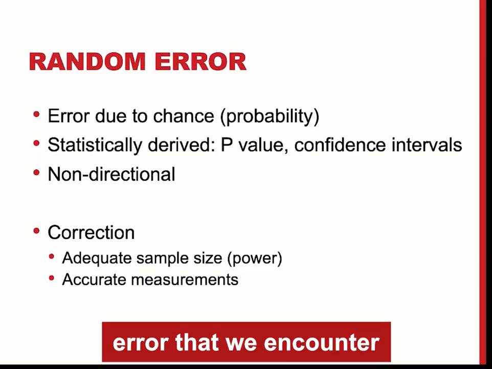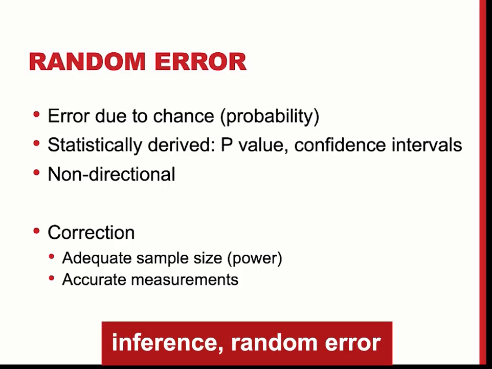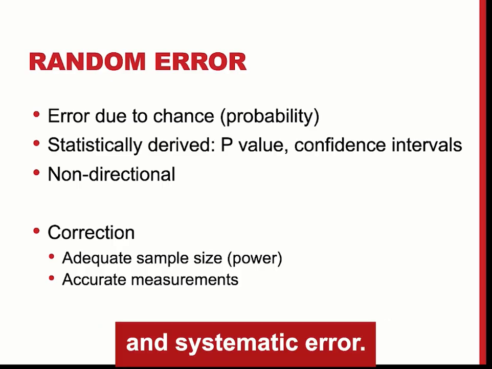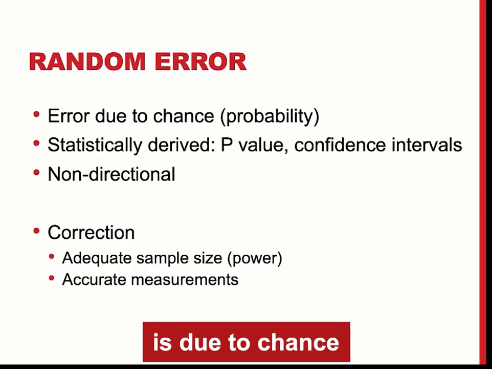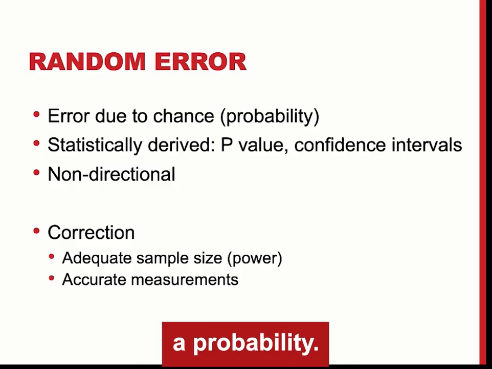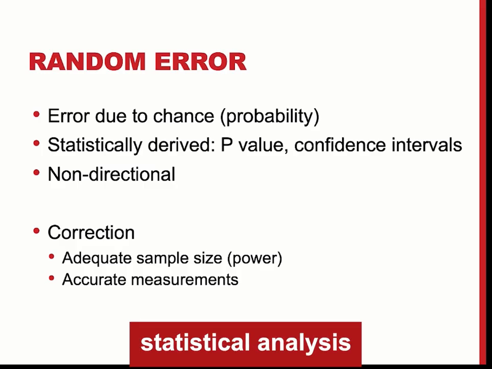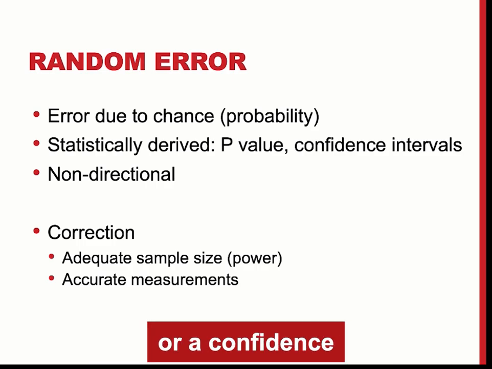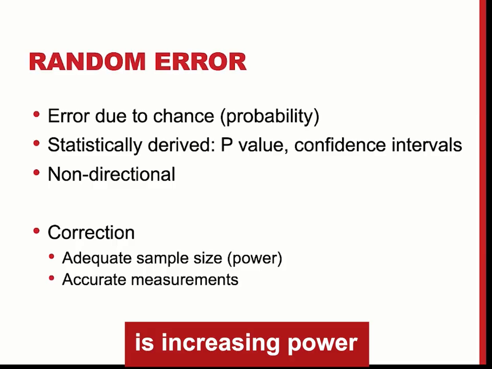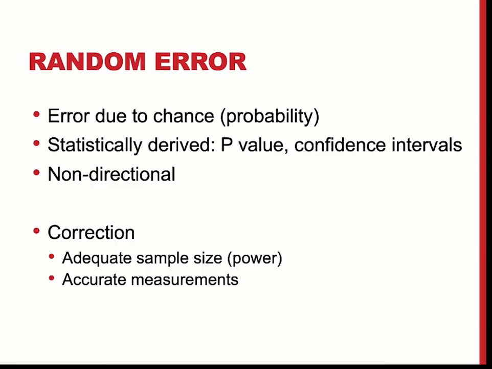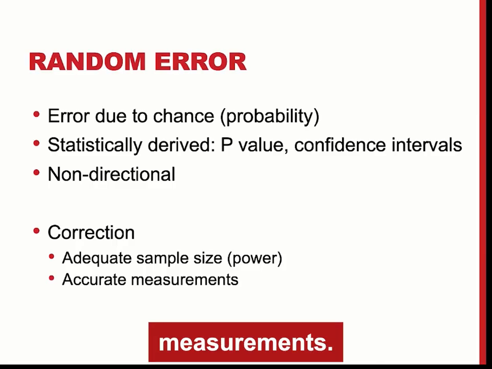There are two types of error that we encounter in statistical inference: random error and systematic error. Random error is due to chance and is presented as a probability. It is derived from statistical analysis and expressed as a p-value or a confidence interval. The correction for random error is increasing power by having an adequate sample size and making accurate measurements.